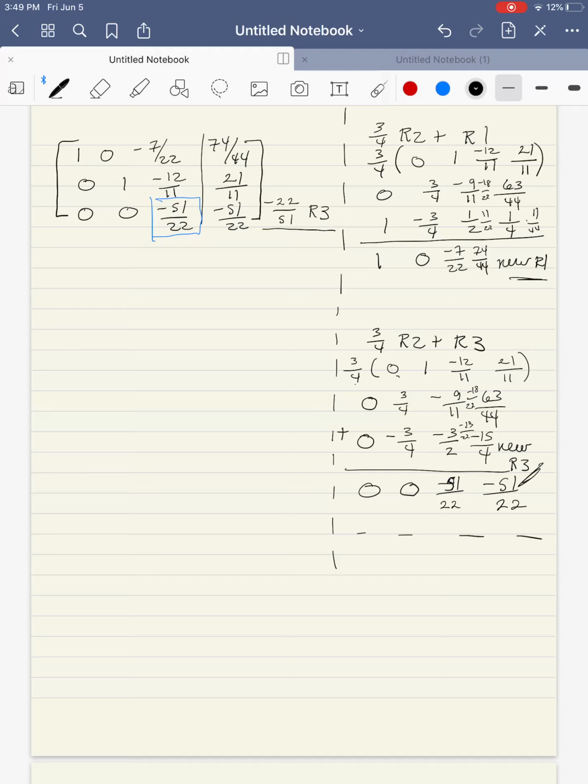So I'm going to do negative 22 over 51 times row 3. If you can just do this in your head, that's fine. You don't have to actually write this step out, but I just want to be sure we're clear what's going on. We get a 0, we get a 0, and then the 51s cancel, the 22s cancel, negative times negative is positive. And then we have the same thing, so we get a 1 again, and this is my new row 3.